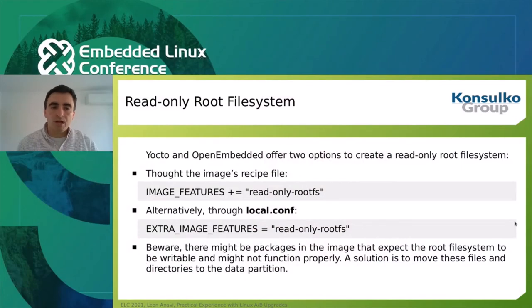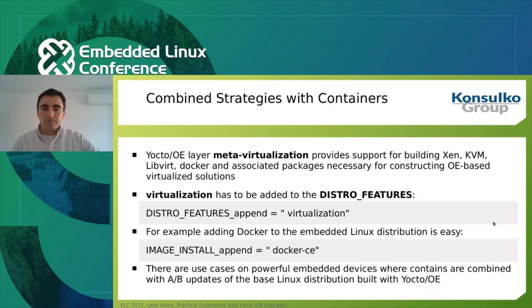And there are different solutions to this problem if you run into it, and if you want to have a read-only root file system for your AB updates. One solution is to move these files and directories to the data partition. This is a solution that I actually like, because most probably you want to keep these files and directories persistent across updates. Because if there are any user specific configurations, you don't want to lose them. Another solution is to use overlays.